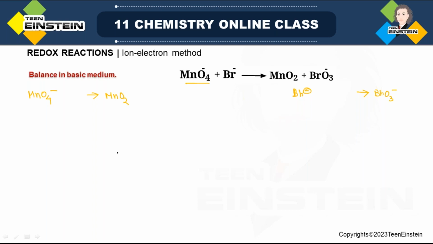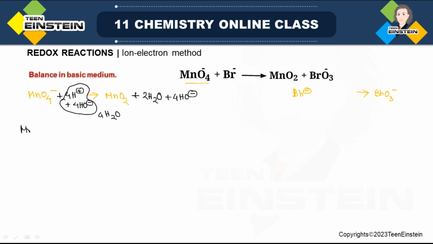Next thing we will do, we will balance the oxygen and hydrogen. So MnO4 minus and MnO2. Two oxygens we have to write extra in the form of water. Now when you have done so, you also have to write 4H plus. But this is in basic medium, so to neutralize it, I am adding 4HO minus both sides. Now these two together, it will be 4 water.